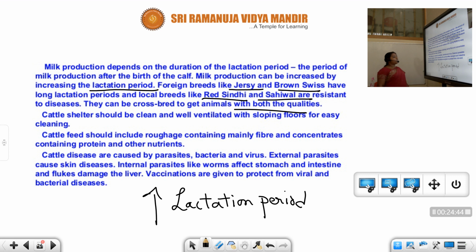So now let us talk about how the cattle shelter should be clean. But first of all, we need to concentrate on the variety, and in good varieties, we need to improve the characteristics.